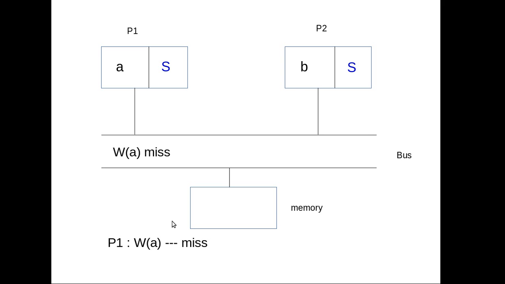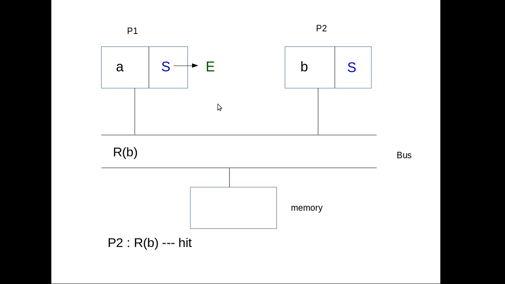Next, we have write of A. At P1 we have data A, but it is in shared state. In shared state we can perform only read operation. So it's a write miss again. So write miss was placed on bus, and no other process contains the same data, so there is no invalid signal. Then P1's cache moves from shared state to exclusive state, right?